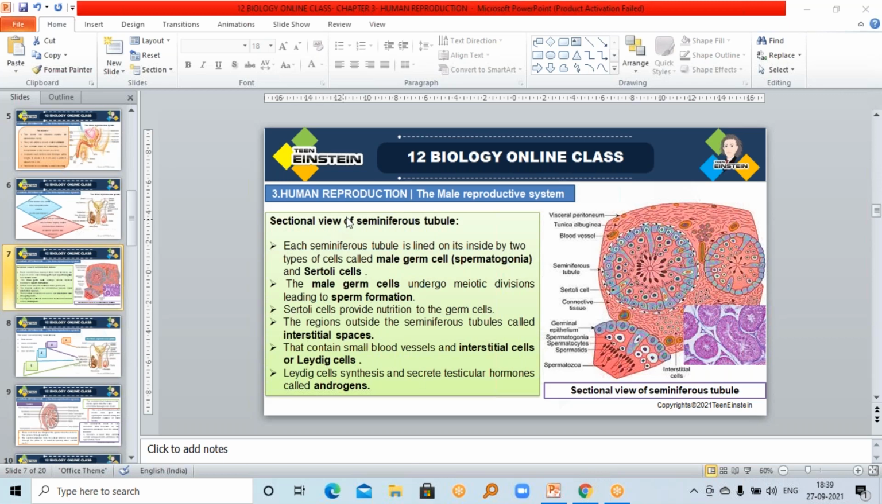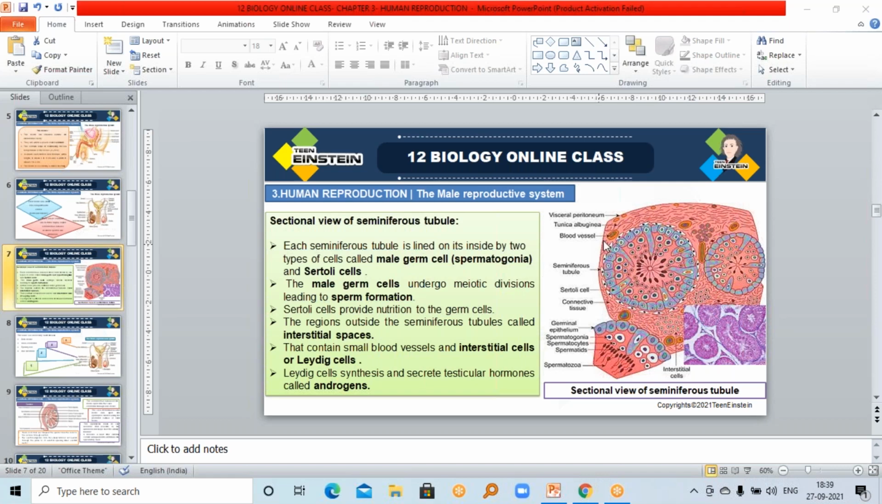The interstitial space between the seminiferous tubules is the space between two seminiferous tubules or the region outside the seminiferous tubule. You can see the space outside this seminiferous tubule, that is called interstitial space. Okay, you can see this is the space, and the interstitial space has small blood vessels. You can see here small blood vessels and interstitial cells.